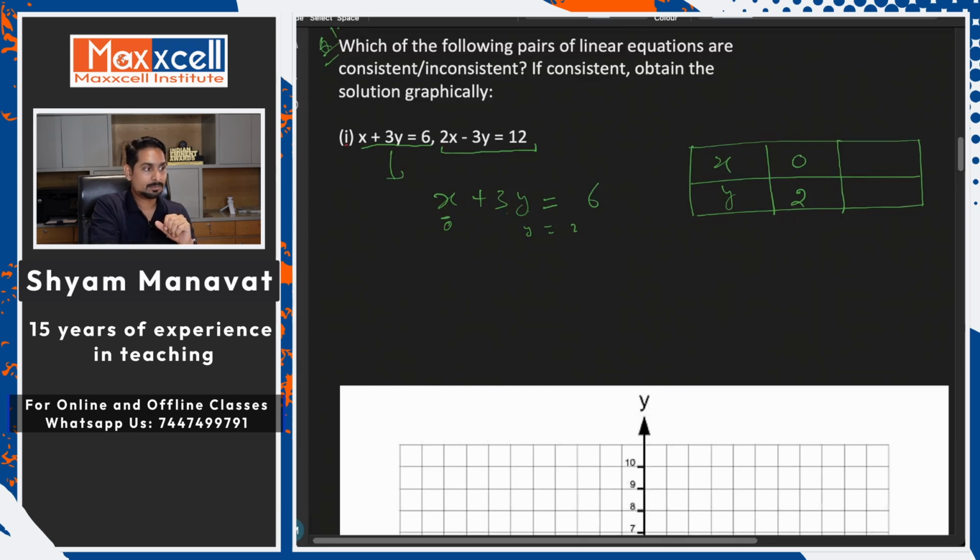Then I substitute y equal to 0. If I take y equal to 0, what will be x in this case? Tell me what will be x in this case? Y is equal to 0, so this term will become 0. So x will be equal to how much? 6. So you got 2 points for the first equation.